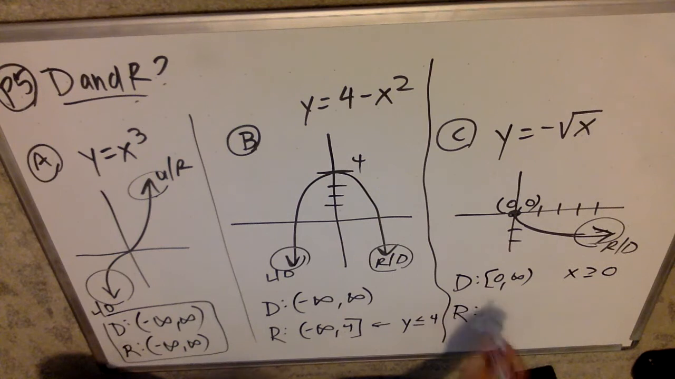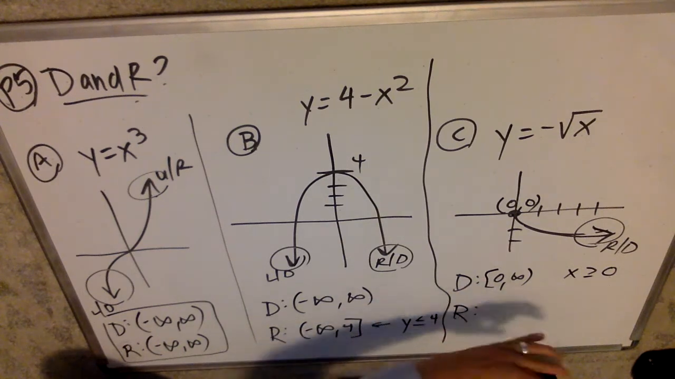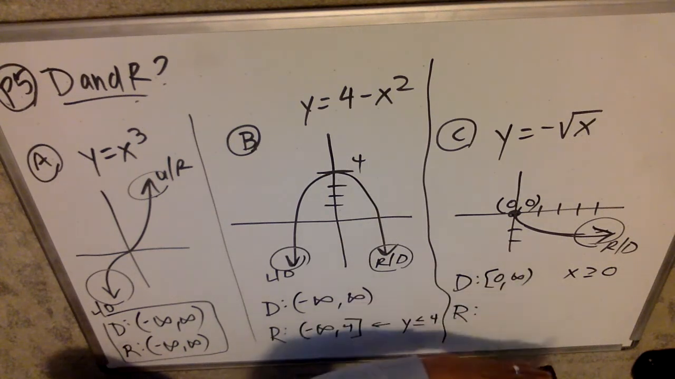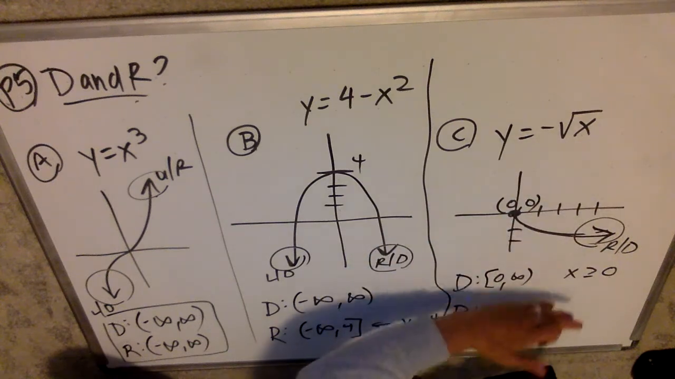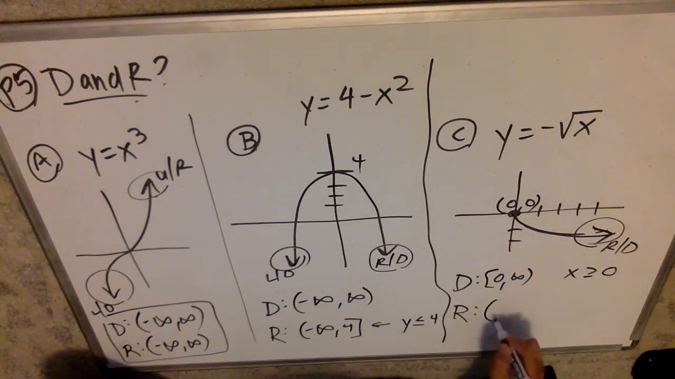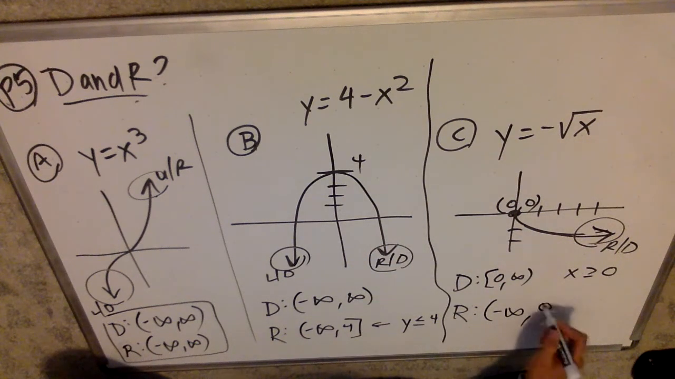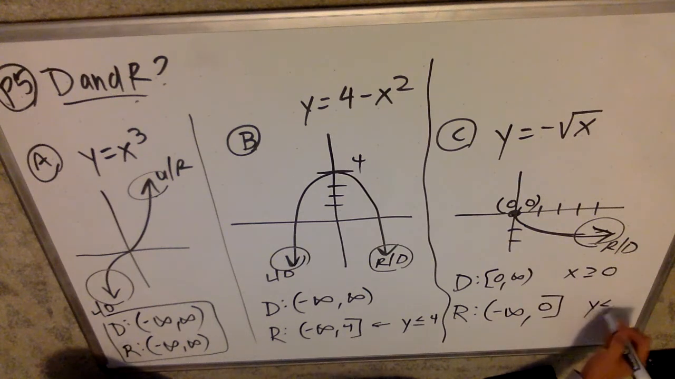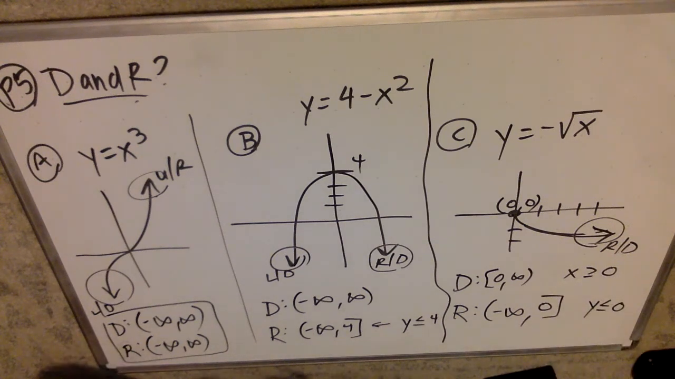My range is going to go the opposite direction, because as I start at the bottom and work up from the lower y values to the higher y values, I realize that I hit this arrow first. So I must be starting at -infinity and ending at 0. So the way to write that is y is less than or equal to 0. Okay, so that's your domain and range.